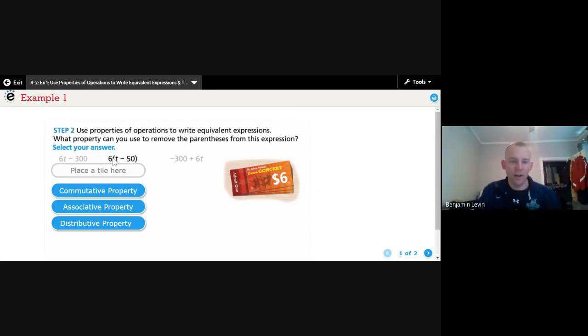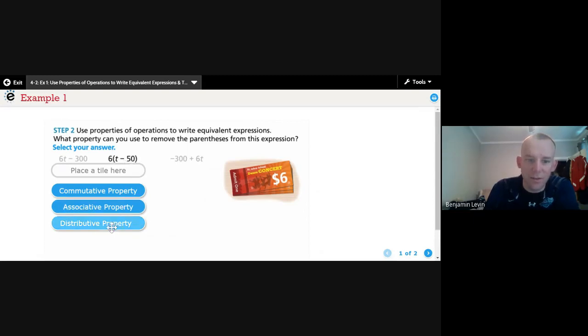This right here is asking us about the parentheses. So, do we call this the commutative property, the associative property, or the distributive property? You may not know this, because I don't think we've talked about parentheses yet, but you may have learned it in 6th grade. The parentheses right here are distribution. This is the distributive property. So 6 gets distributed to the t, and 6 gets distributed to the negative 50. So 6 times t, which is what we had here, and then 6 times 50 is 300. So we'd have minus 300.